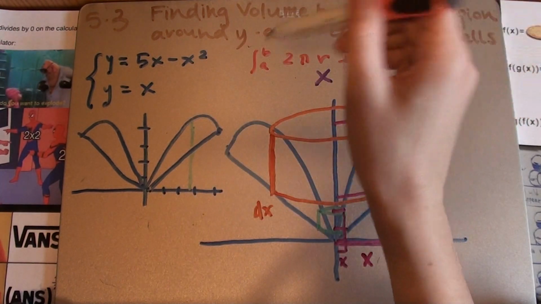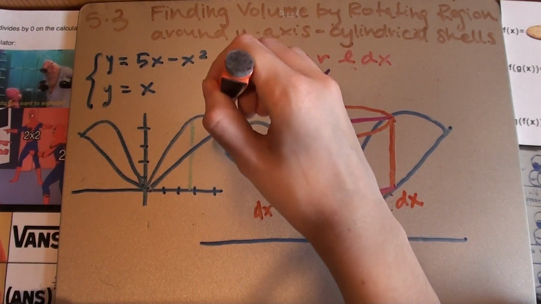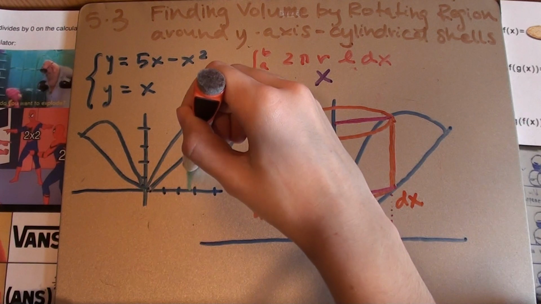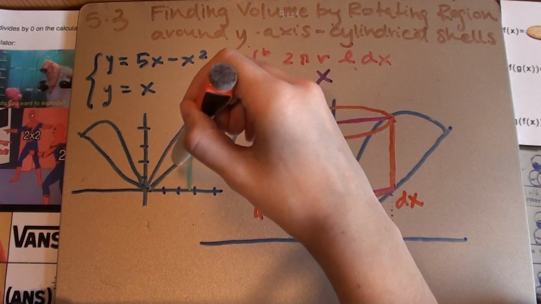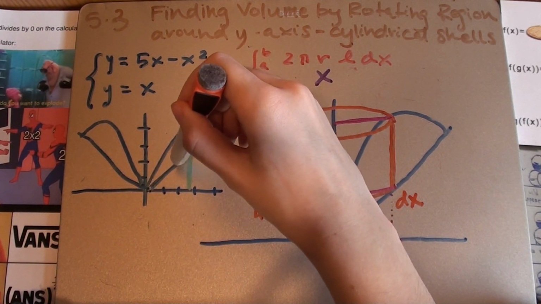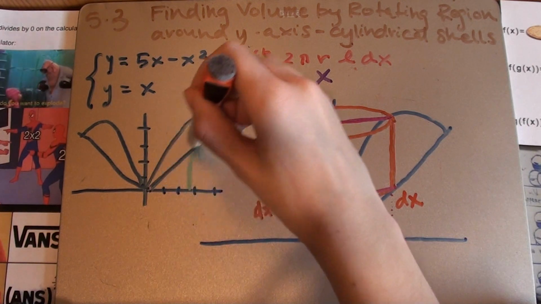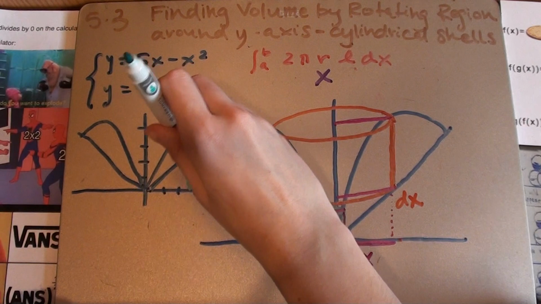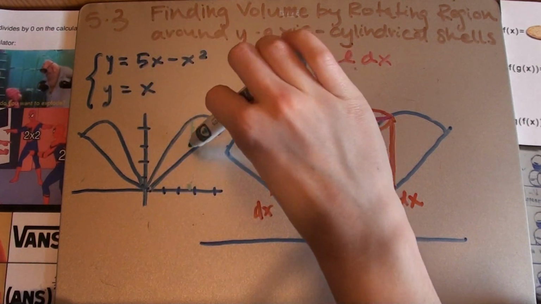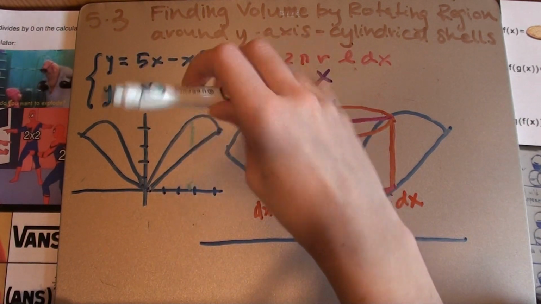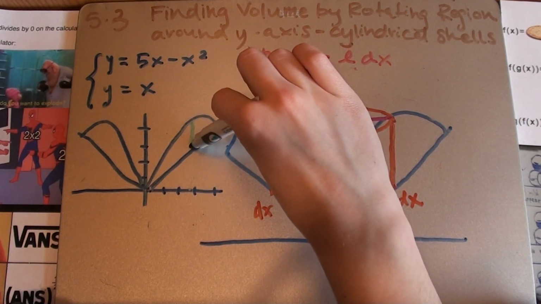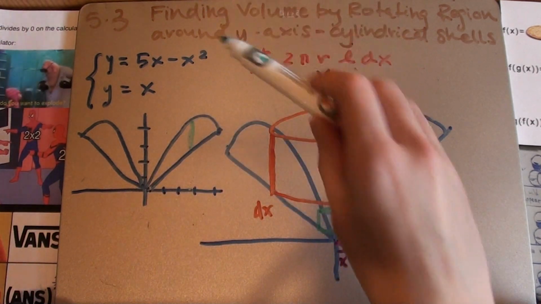Can you see that? Yeah, okay. But we don't want the entire length from this curve to here. So what we have to do is subtract out the length from this bottom curve, our y equals x, to the y-axis. So we're going to subtract out the distance between this curve and here. And that's going to get us just the length within our two curves.